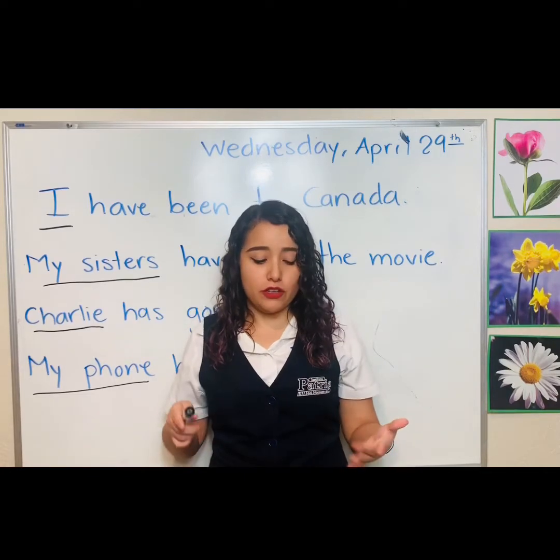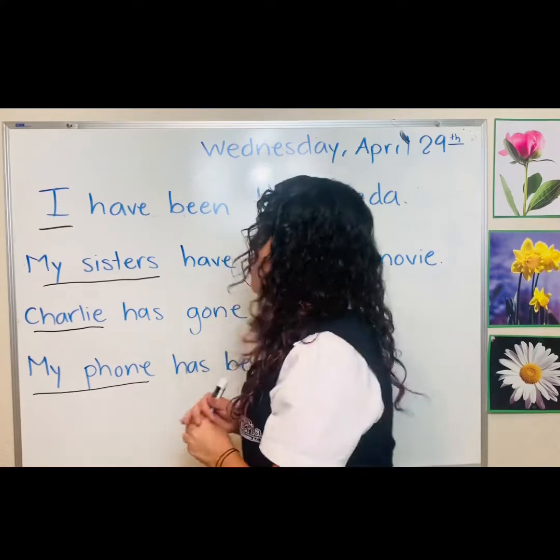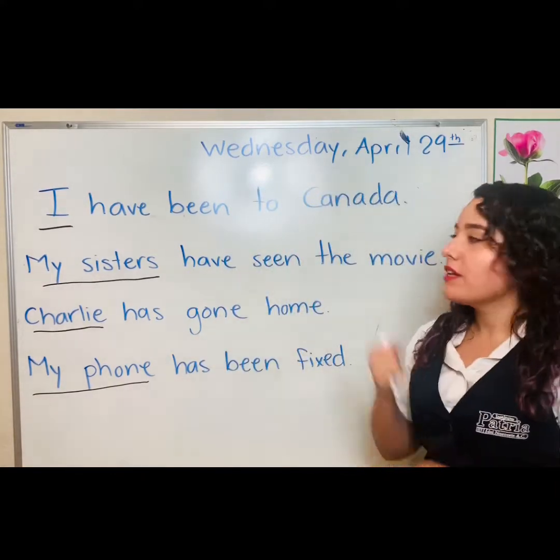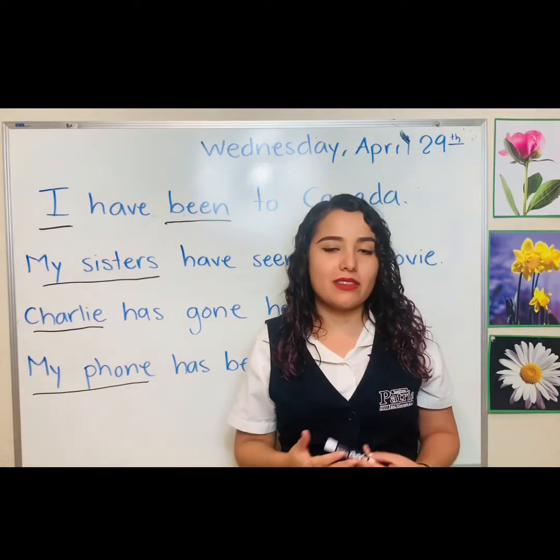Okay, so now you're wondering what happens to the verb. There is no present and there is no past, but it is the past participle. Number one, I have been to Canada. The verb is going to be been, so it's in the past participle. It's not in the past.